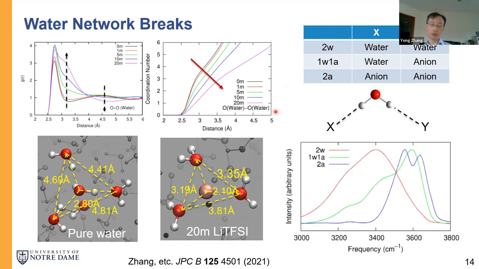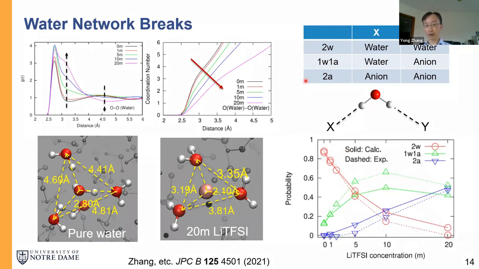For example, in FTIR, each of these waters has a different feature in the spectrum. From FTIR, we can derive the probability of each of these waters, and we can do the calculation from our simulation. So here's the comparison. As you can see, the comparison is really good again. We can also see that low concentration water is mainly 2W water, so each water is solvated by other water.